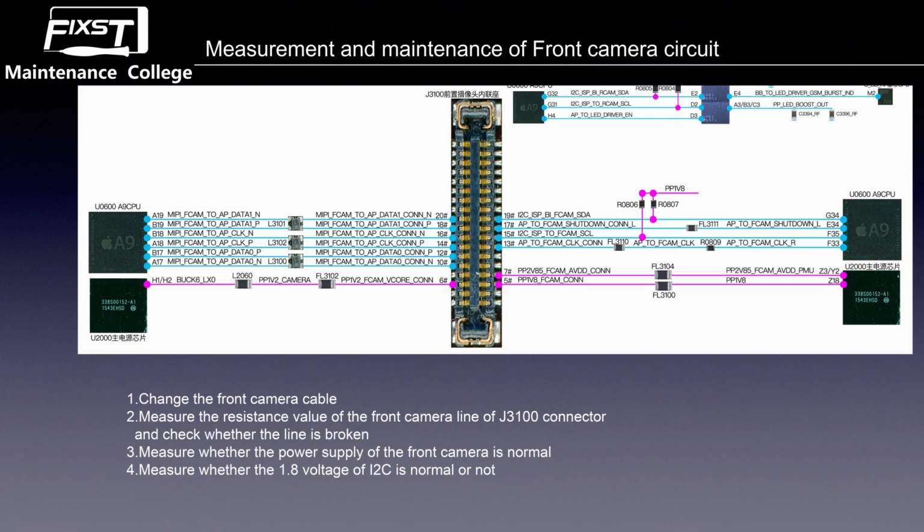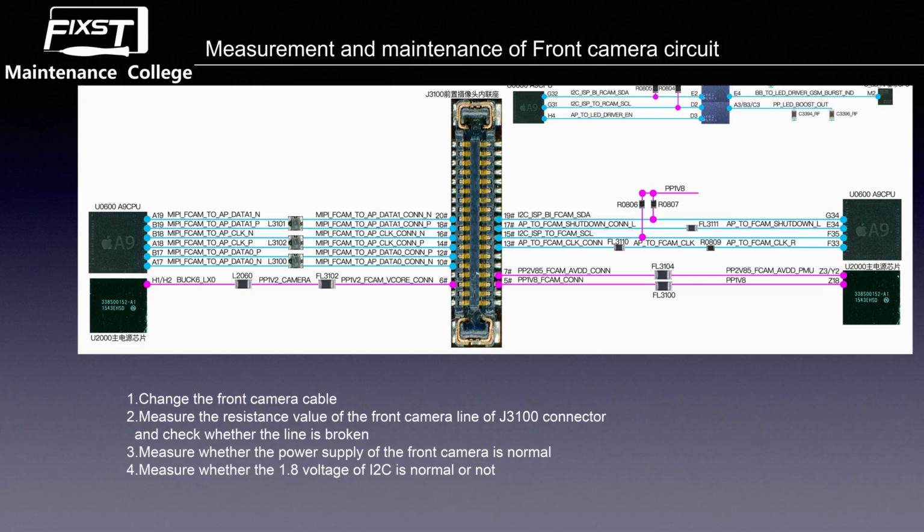Okay, now we are talking about the front camera. If the FaceTime camera has some problem, how should we test and repair it? When we meet a FaceTime camera problem, the first thing is to change the FaceTime camera cable. And the second is to test the resistance of the FaceTime camera connector, the J3100 connector, to check whether some line is broken or not. If the resistance of one of the pins is abnormal, we just repair this line.